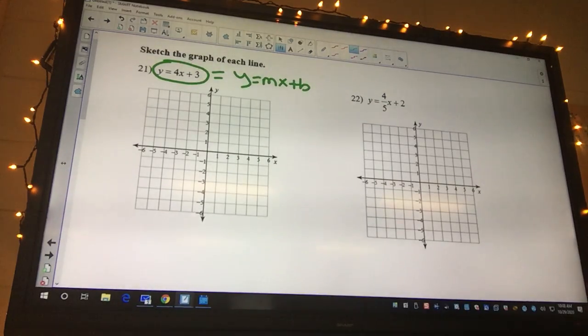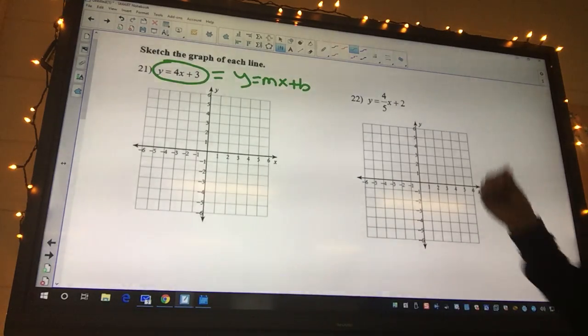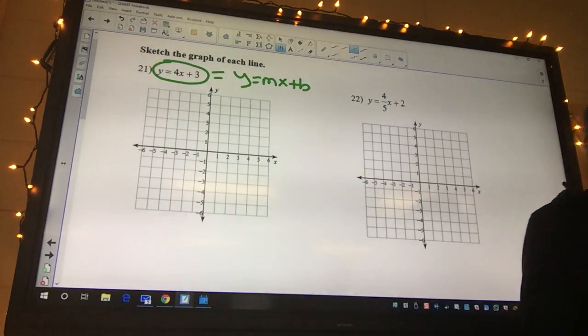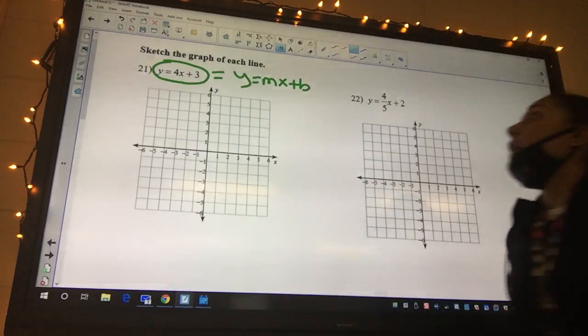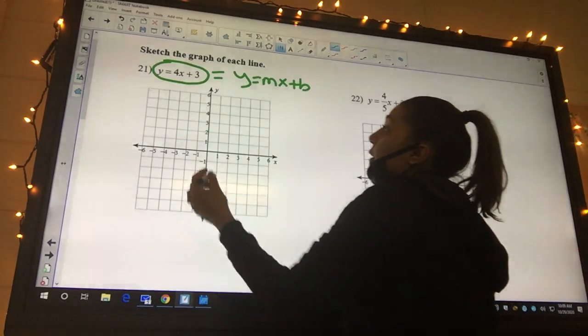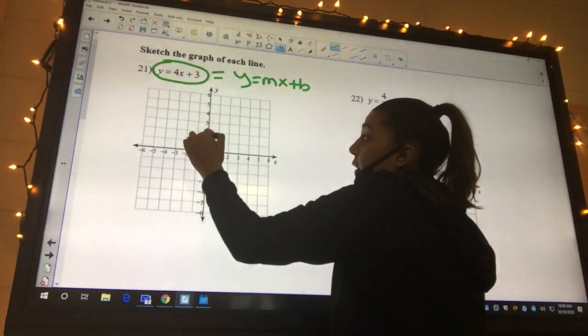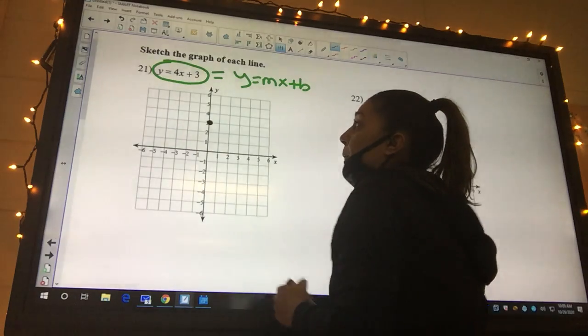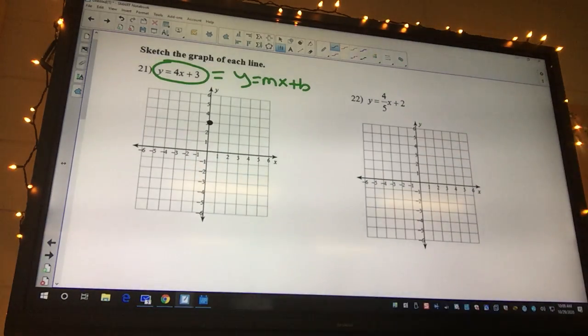Okay, so you do this the exact same as the other one. On the other ones, you always write down the y-intercept first, and then you find the slope. The same rule still applies here. We graph the y-intercept first, and then the slope. So we're going to graph our y-intercept, which is at 3. So go to 3 and put a dot. Okay, and then our slope is 4.